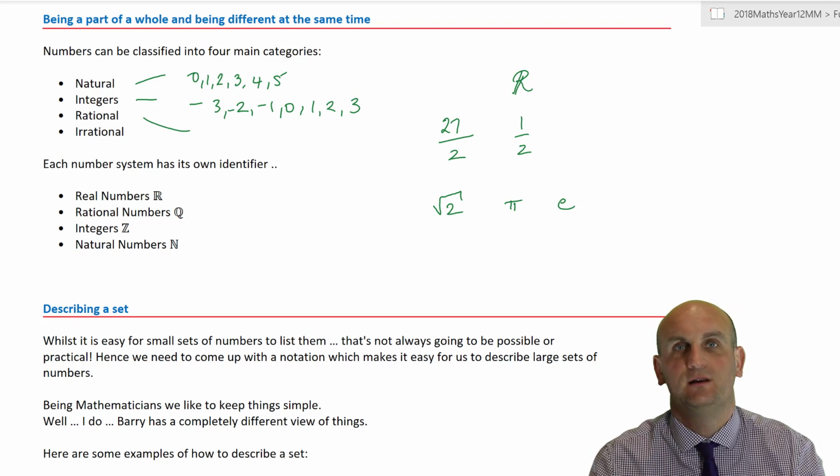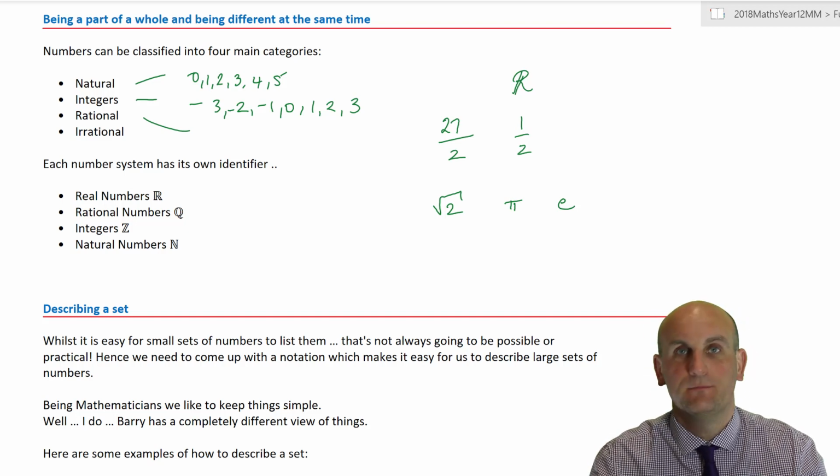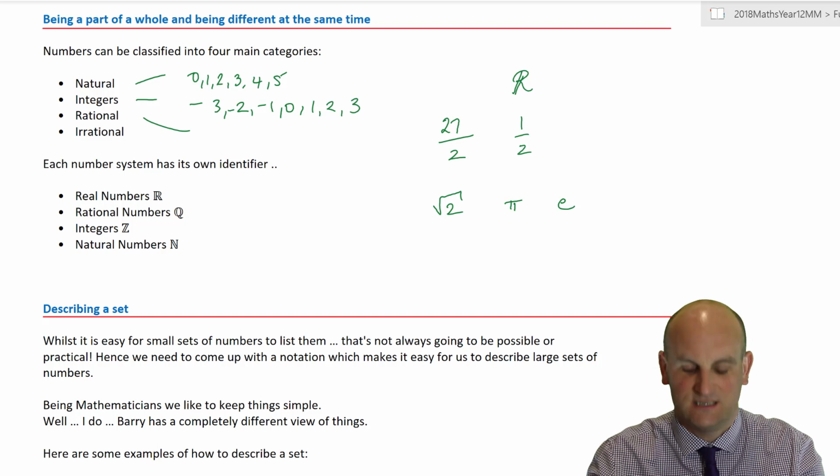Root 2, again, can't be written as a fraction. And you're going to say, what about root 2 over 1? Yeah, that's a fraction, but unfortunately you can't have a square root sign. So this thing sort of goes on.